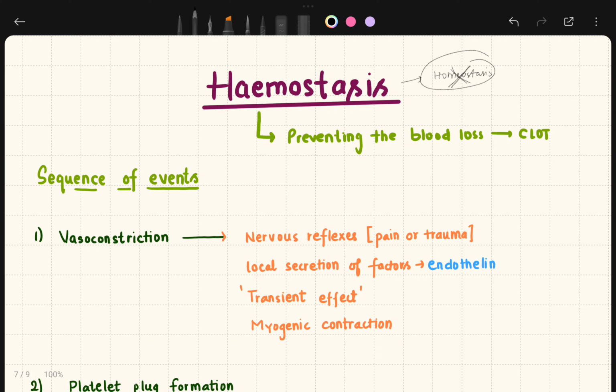The answer resides in the word itself. Hemo means blood, stasis means to stop. So we are going to stop the loss of the blood. So preventing the loss of the blood with the help of the formation of clot is known as the process of hemostasis. So there are a sequence of events through which this process occurs.